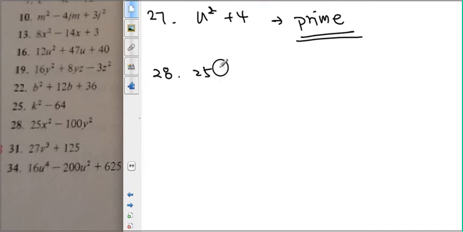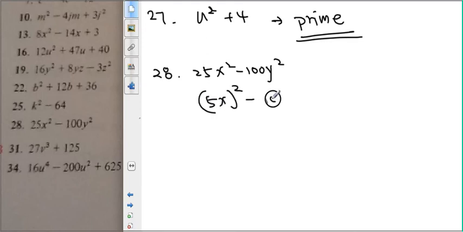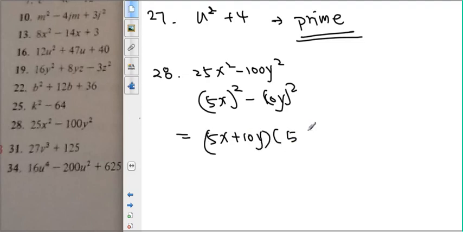Here, 25x squared minus 100y squared. Once again, perfect squares, which is 5x squared minus 10y squared. Then here we get the difference of squares: 5x plus 10y times 5x minus 10y. We call it a conjugate pair.